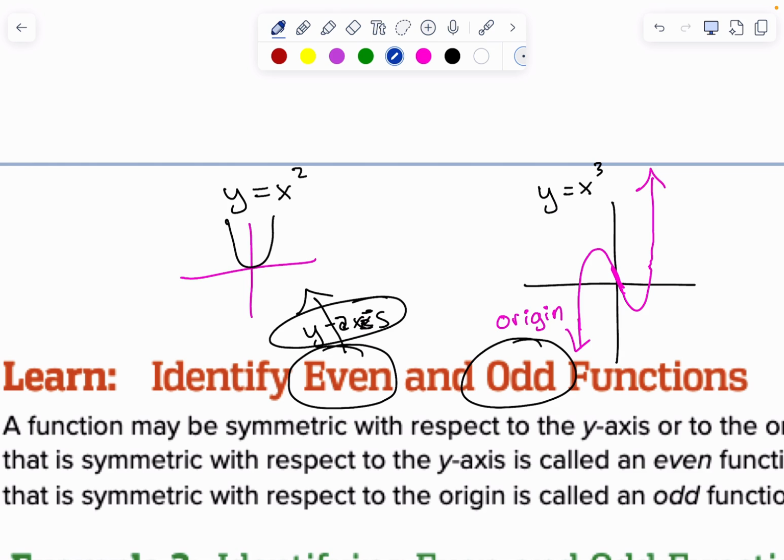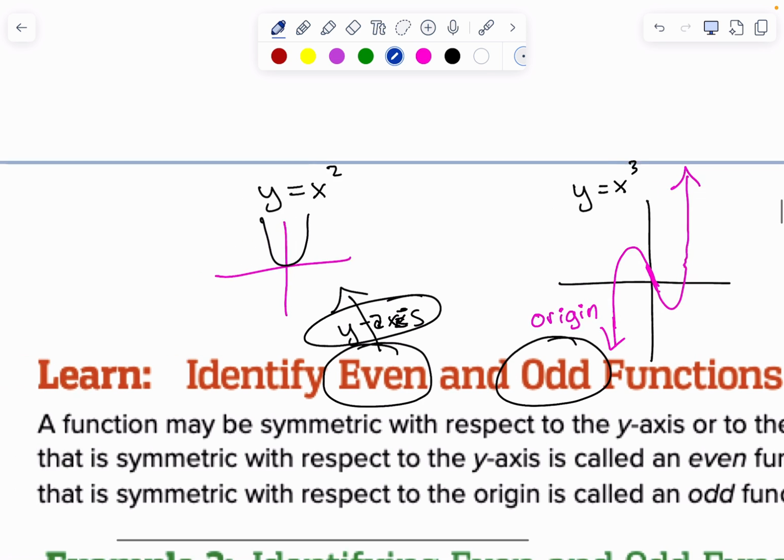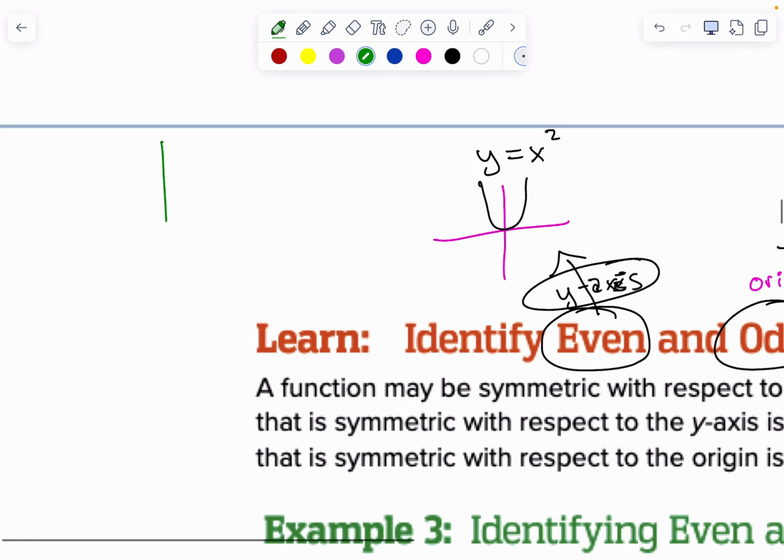What if it's y equals 0? Does that have x-axis symmetry? Y equals 0 is a line that goes this way. So it would have x-axis symmetry. It would technically have both x-axis and y-axis symmetry. So it does exist.